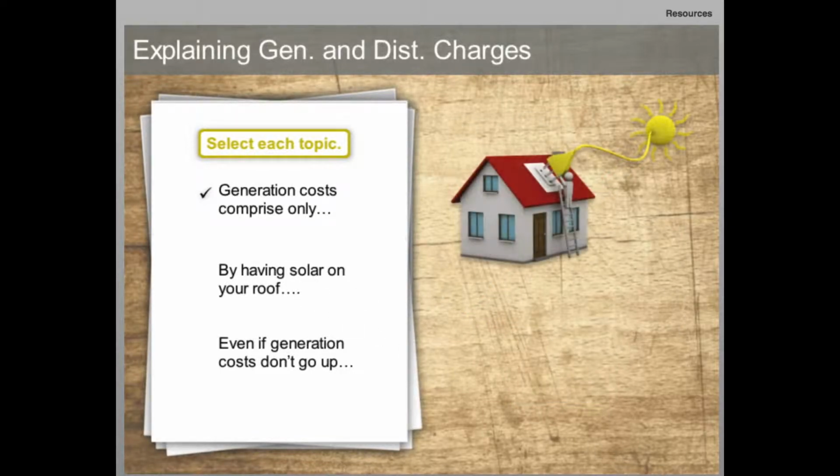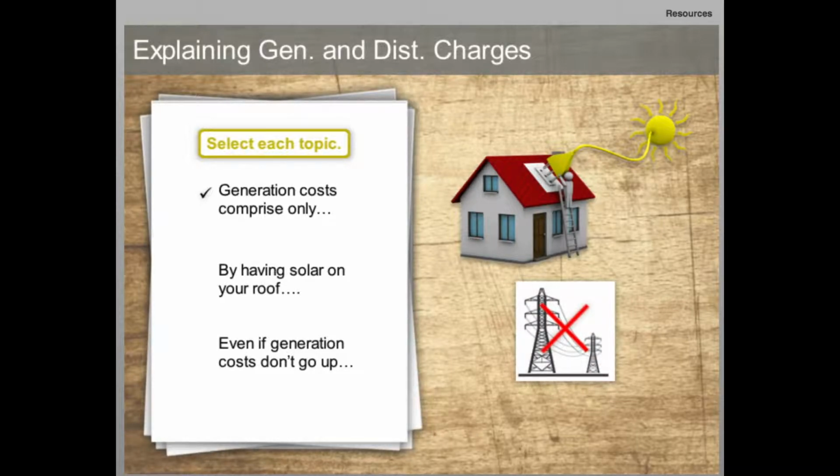You can explain to the customer that by having solar on their roof, they can take away the distribution and delivery charges. Who wouldn't like that?